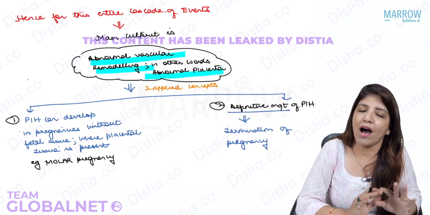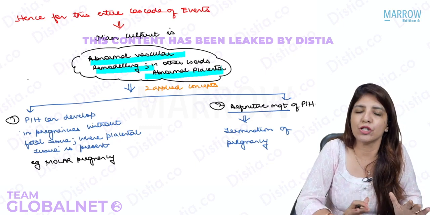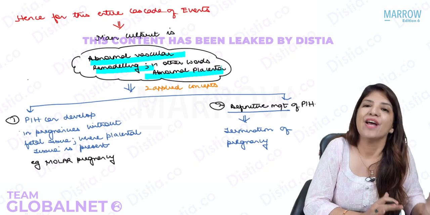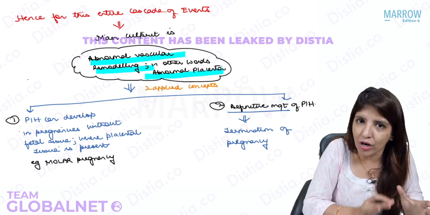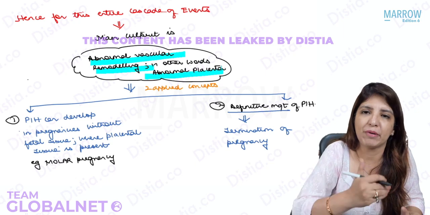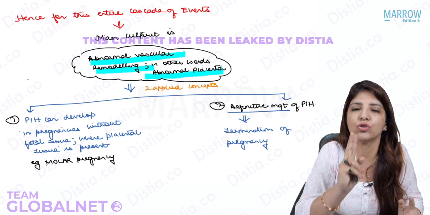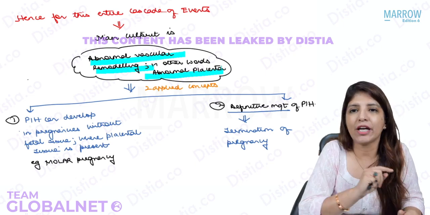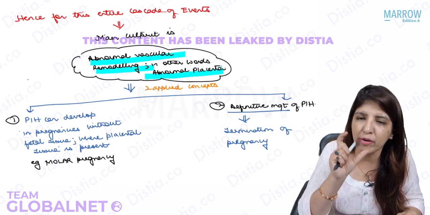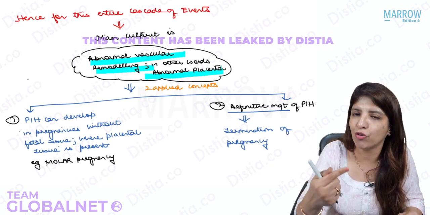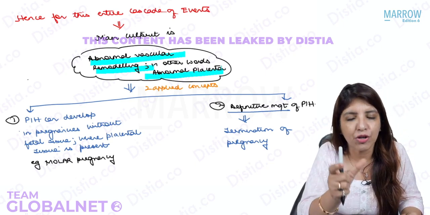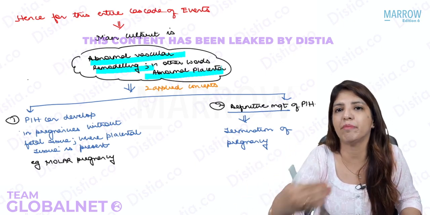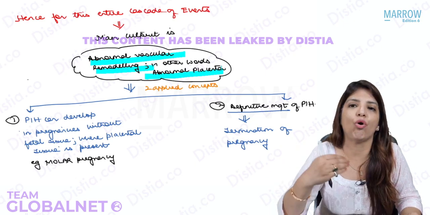So it is this abnormal placenta which is responsible for this entire cascade of events. Right? So if I say it's this abnormal placenta which is responsible for PIH, there are two applied things which we can deduce from this statement. Number one, if it is this abnormal placenta which is responsible for PIH, then if I remove this abnormal placenta, in other words, if I deliver the patient, I do a termination of pregnancy.